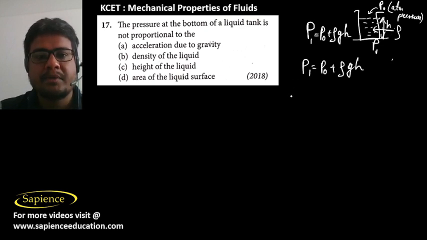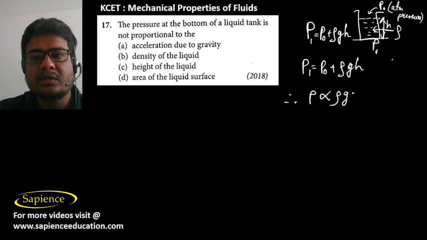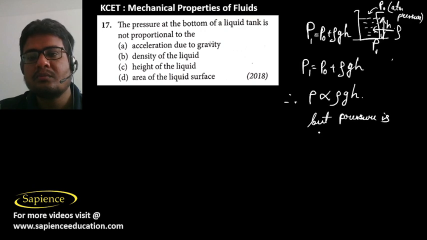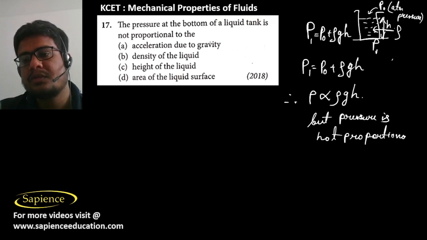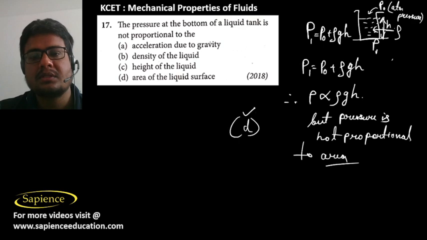So therefore you can say that pressure is proportional to the density of the liquid, to the acceleration due to gravity, and to the height of the liquid also, but pressure is not proportional to the area of the liquid surface. So therefore option D is the correct answer.